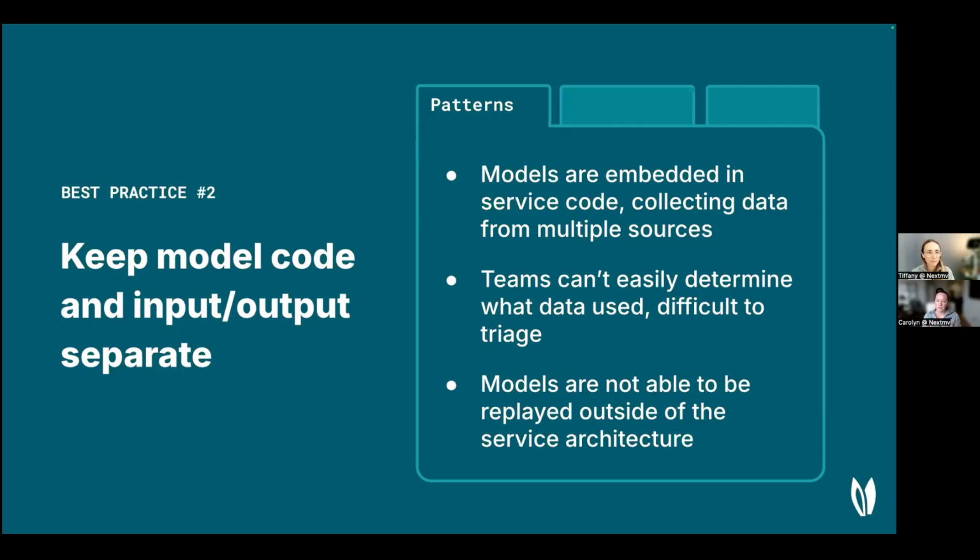But this basically makes it so that teams can't easily determine what data was used for the decision itself, and reconstruct that decision. So replaying models outside of the service architecture is something that slows down a lot, as is being able to find data. We had one team that told us that it took a whole day to dig through S3 buckets and data storage to find a particular input for a model and to reconstruct it from multiple sources. So Tiff, maybe we can talk a little bit about the actions that we can take to avoid this.